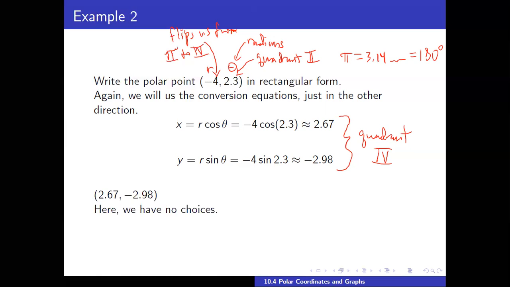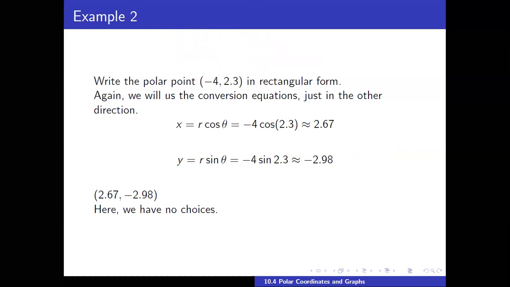Okay, there are no other choices for rectangular coordinates. We have infinitely many choices for polar because of the angle choices, but there are no choices other than that for rectangular. Okay, hopefully that makes sense.